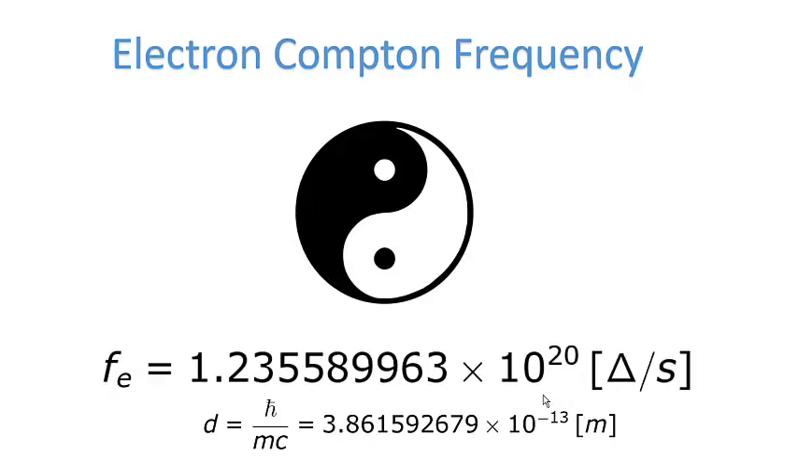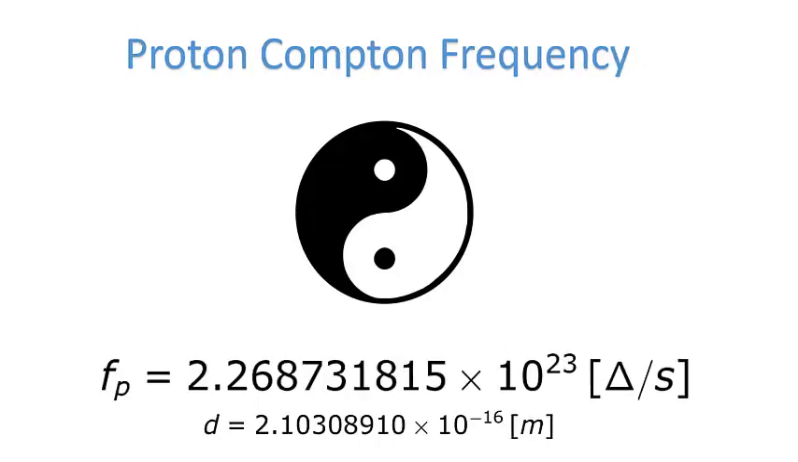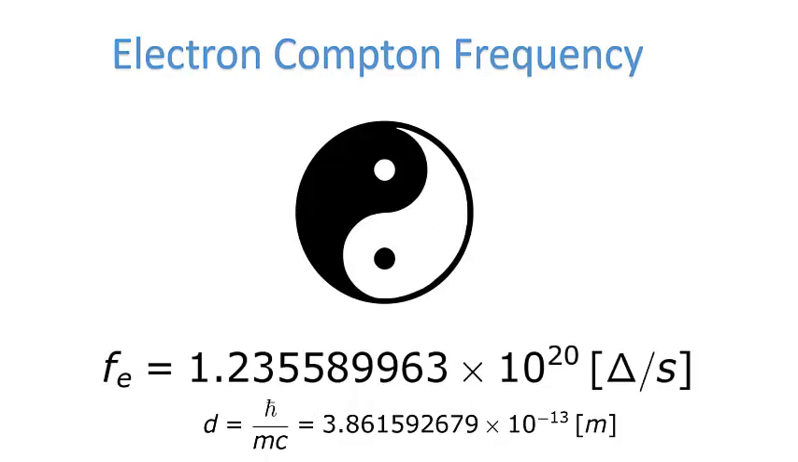The charge separation of the electron is on the order of 10 to the minus 13 meters. But the charge separation of the proton is on the order of 10 to the minus 16 meters. So the proton charge separation is much, much closer together than the electron, but it also is now able to spin much faster than the electron. And what you find is that the charge separation times frequency is going to produce a tangential velocity of the speed of light.